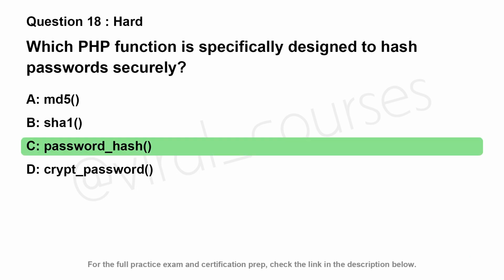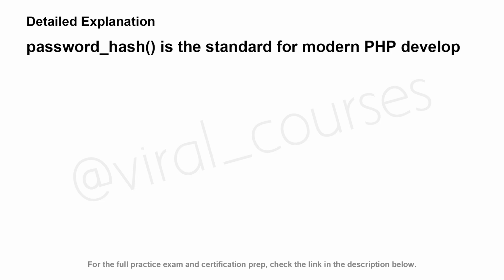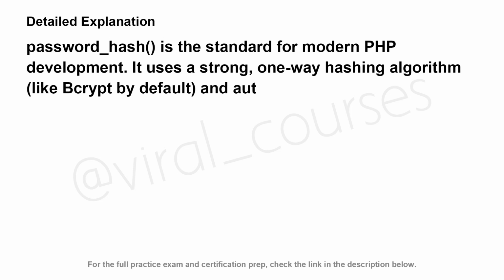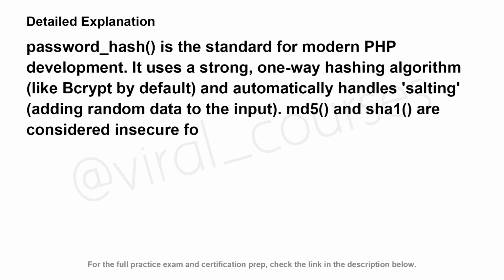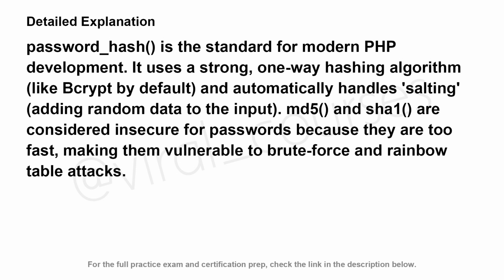The correct answer is C. password_hash is the standard for modern PHP development. It uses a strong, one-way hashing algorithm, like bcrypt by default, and automatically handles salting, adding random data to the input. MD5 and SHA-1 are considered insecure for passwords because they are too fast, making them vulnerable to brute force and rainbow table attacks.